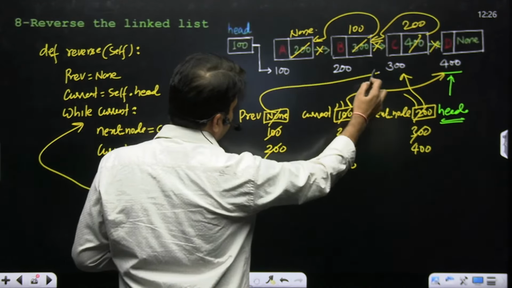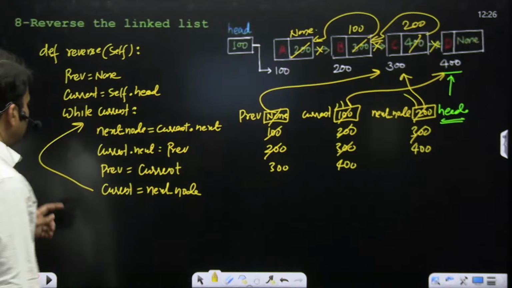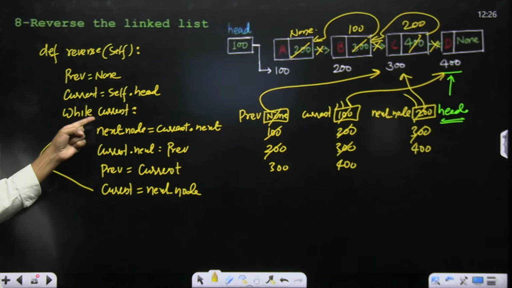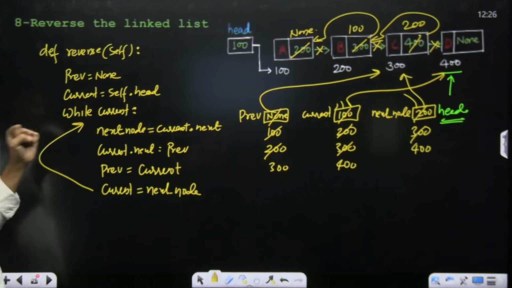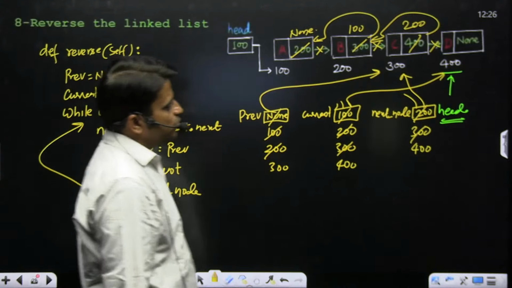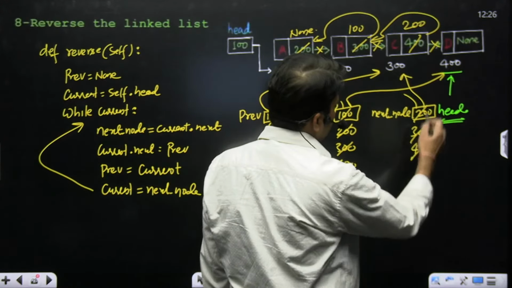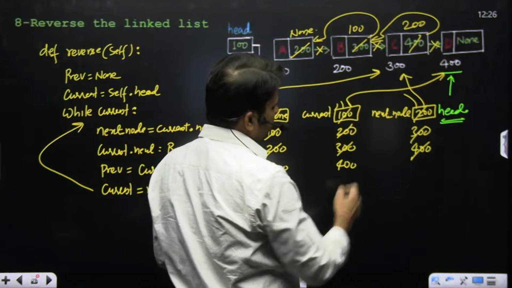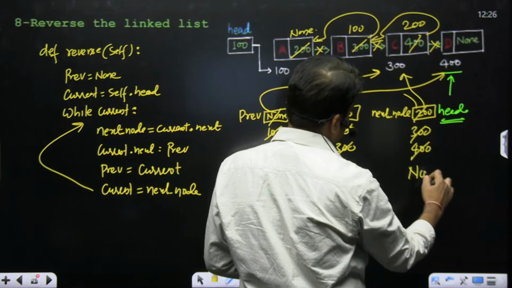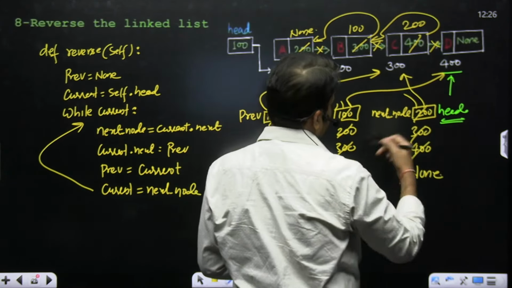Previous equals 300. After this, again go to here. Current is not None? Yes, current is 400. Next node equals current dot next. Current dot next equals what, sir? Current is 400. Next part is what, sir? None. So this is None.